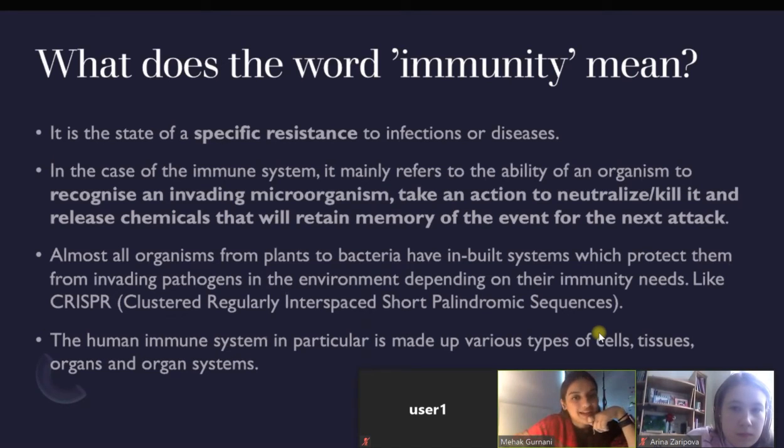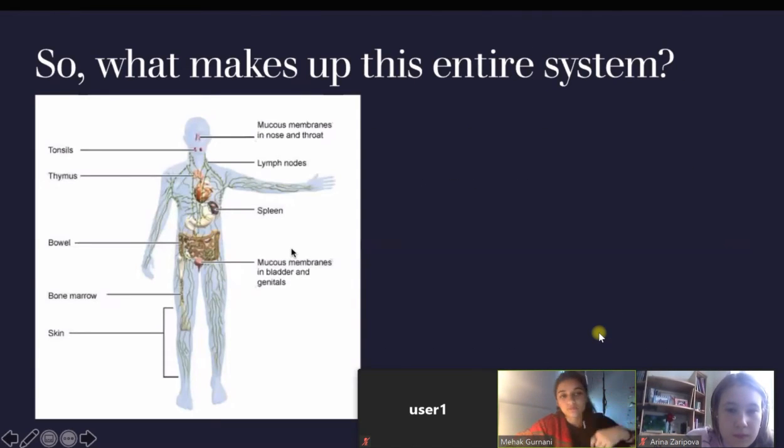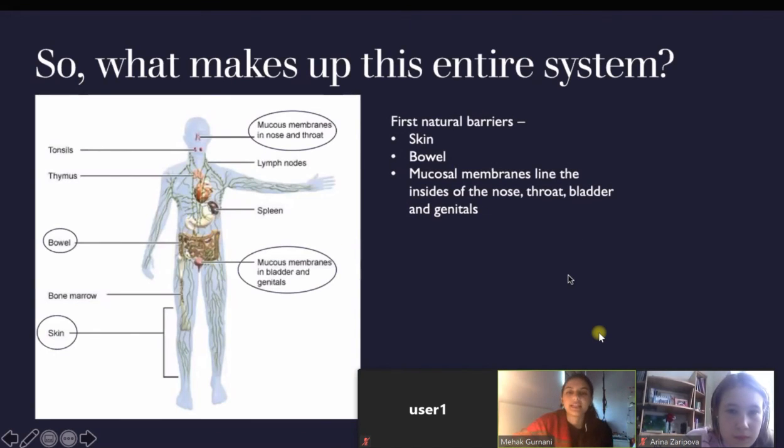So we talked about that, and then we covered what the human immune system is made of: the different organs, cells and mechanisms that make up this entire system. You can think of the first few natural barriers, like the skin, the bowel, or the mucosal membranes. These are normal barriers, natural barriers.